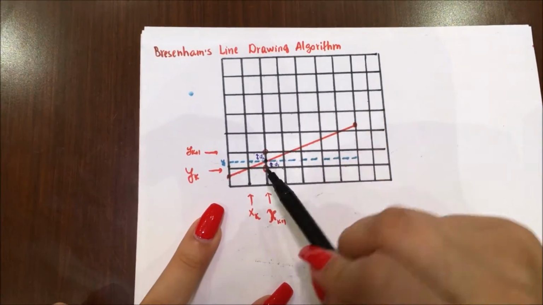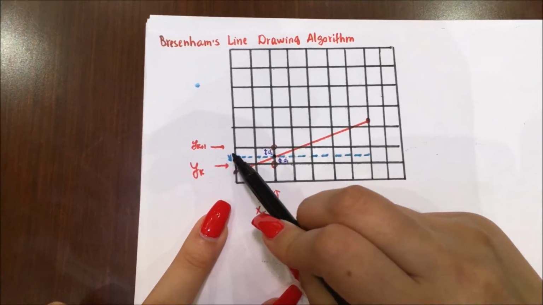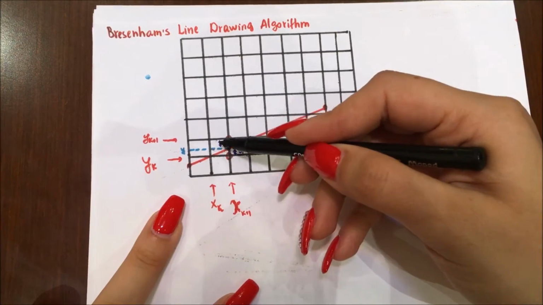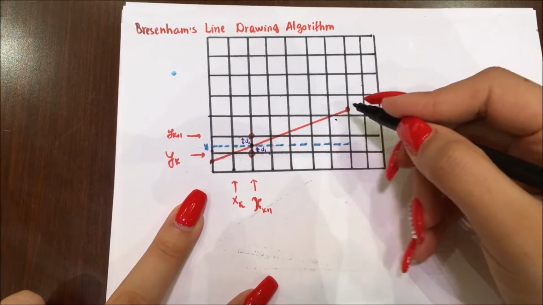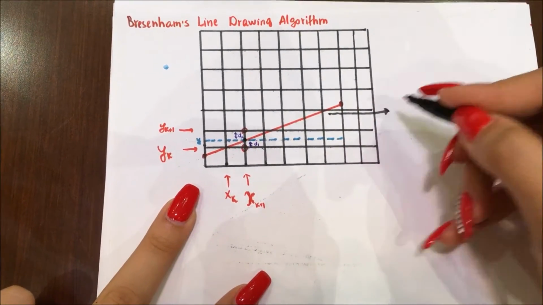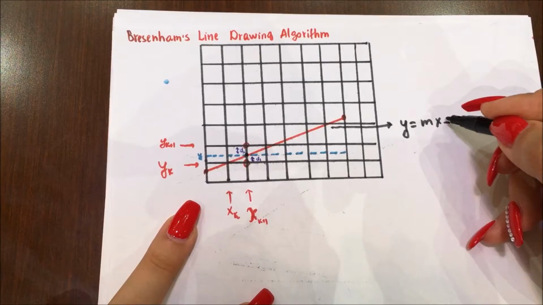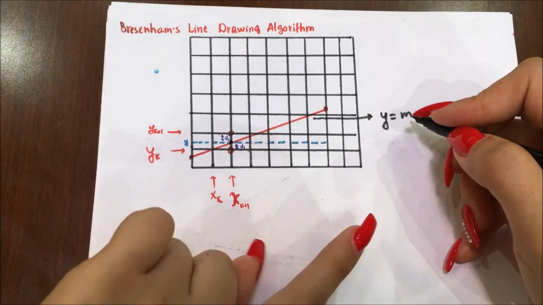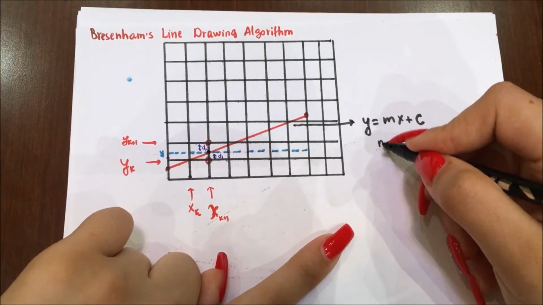Let's draw a line parallel to the x-axis at the intercept point and call it y. Let's call the distance between y and yk as d1, and the distance between yk plus 1 and y as d2. As you know, the general line equation is y equals mx plus c. Here m is the slope, c is the intercept.